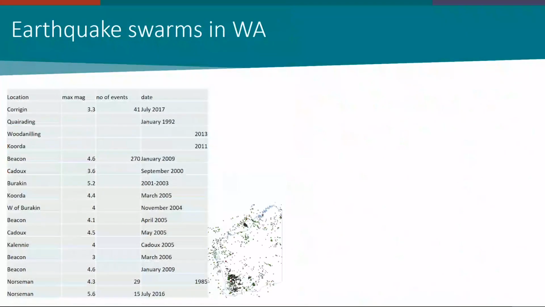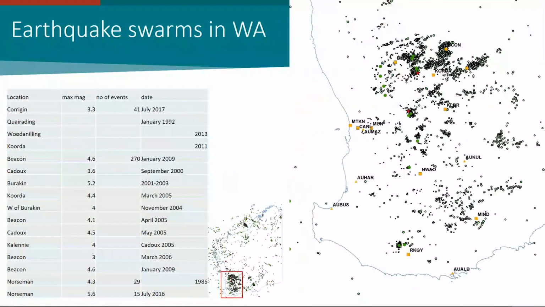So let's have a look at the swarm sequences in Cadoux. In this Cadoux and Corrigin area, there are a lot of swarms. We've got about 44 noted areas where the swarms occur, and we're trying to work out, and I'll come to how we're doing that later, a bit more detail on what's going on there.